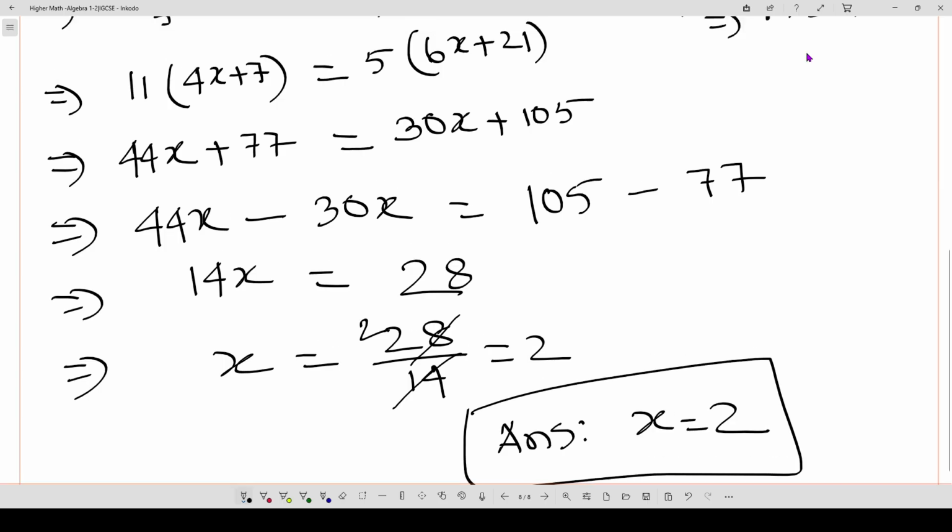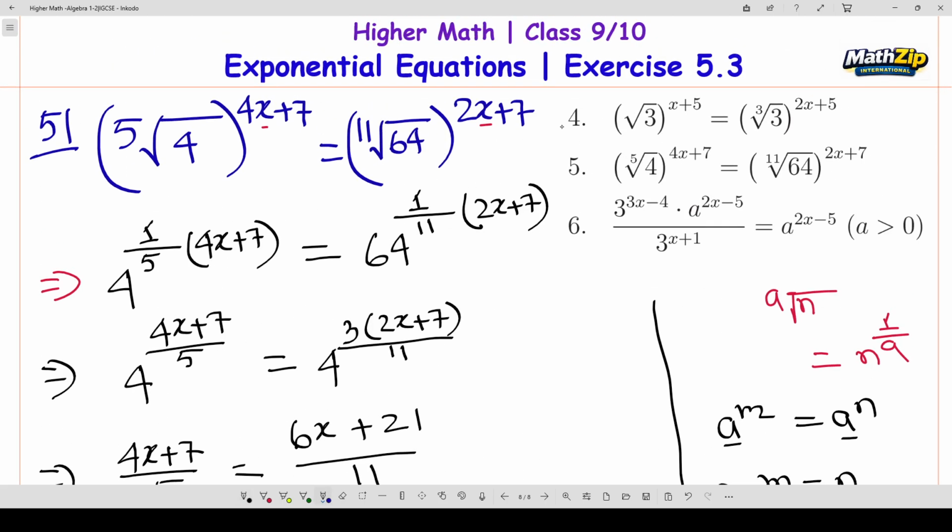Very simple. So after this we have completed numbers 4 and 5.